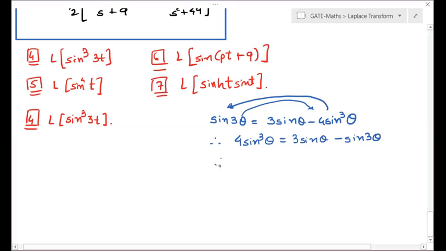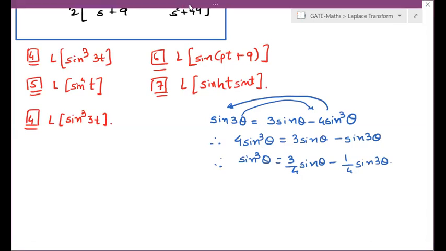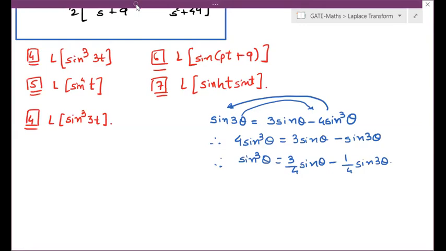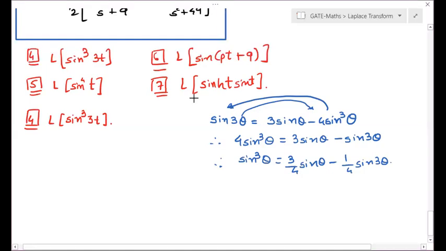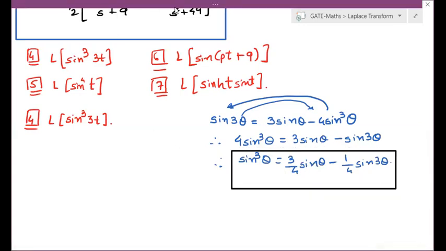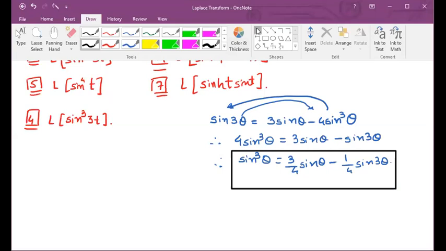So now the sine cube theta will become 3 by 4 sine theta minus 1 by 4 sine 3 theta. Okay. So now with the help of this formula, I will convert my given question.